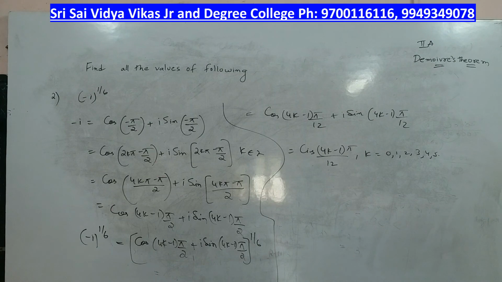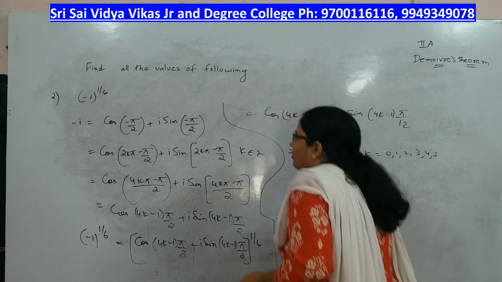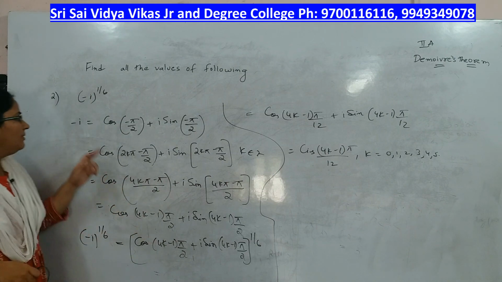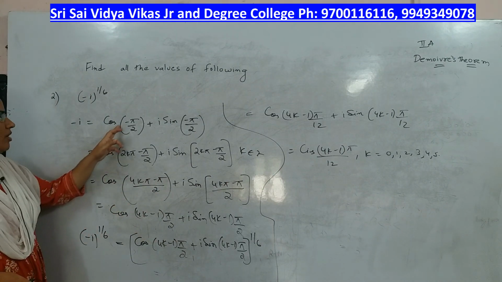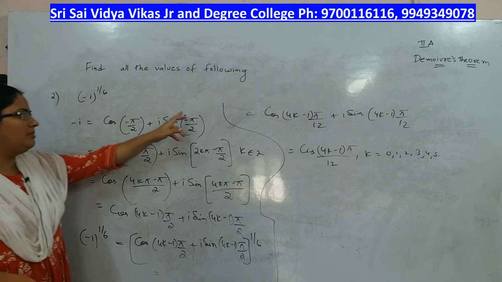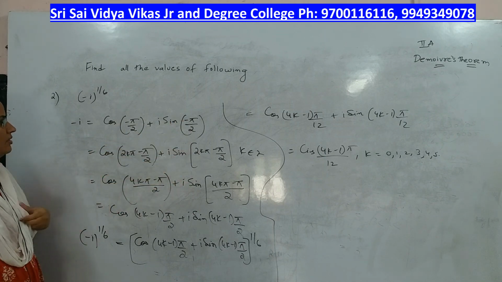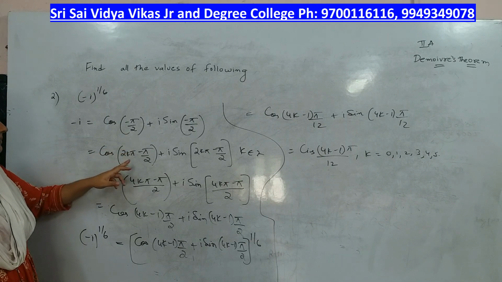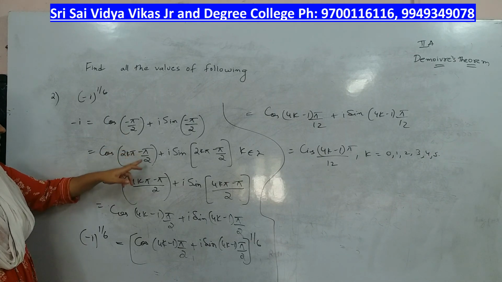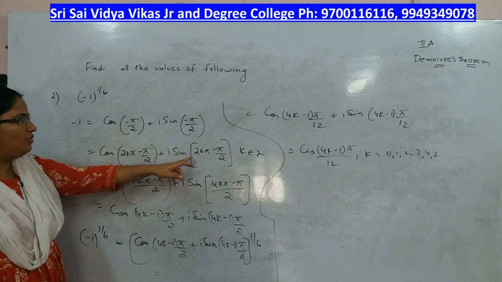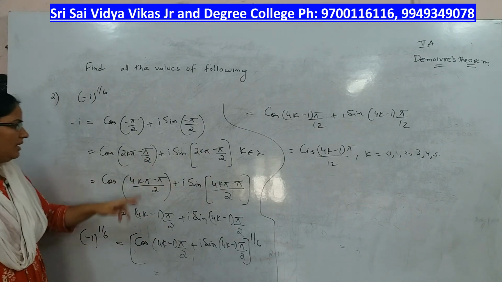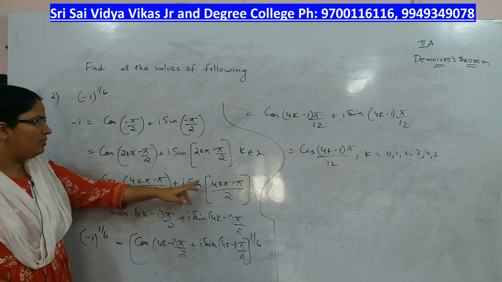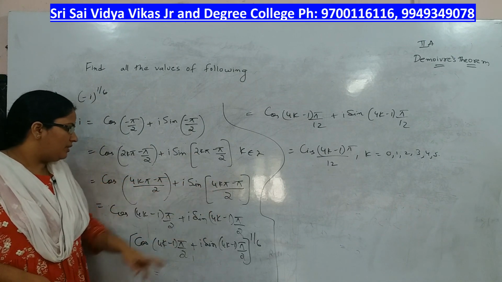Our next problem, (-i) whole power 1 by 6. You have -i is nothing but cos(-π/2) + i sin(-π/2). The value repeats for an interval of 360, so cos(2kπ - π/2) + i sin(2kπ - π/2). Take LCM, you have cos((4kπ - π)/2) + i sin((4kπ - π)/2).